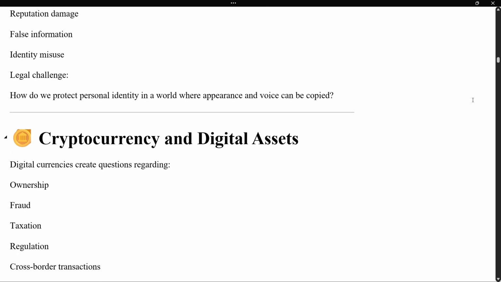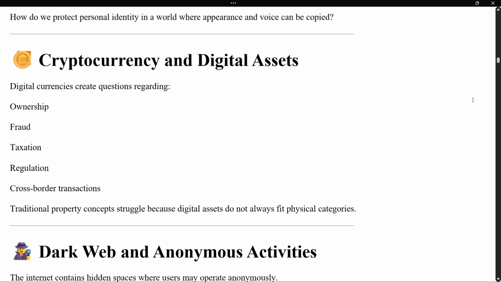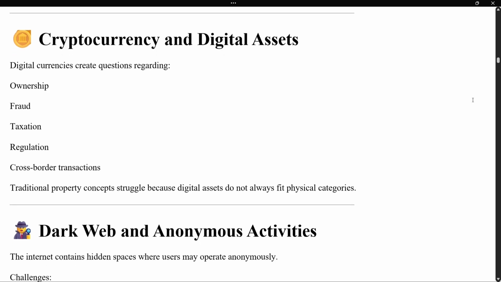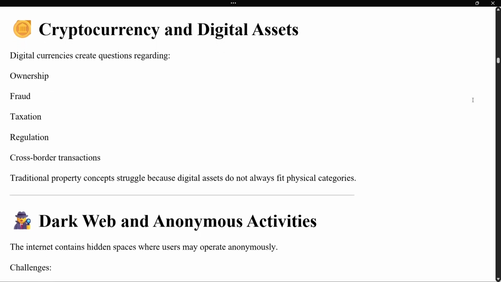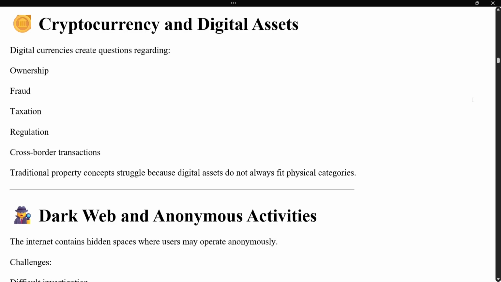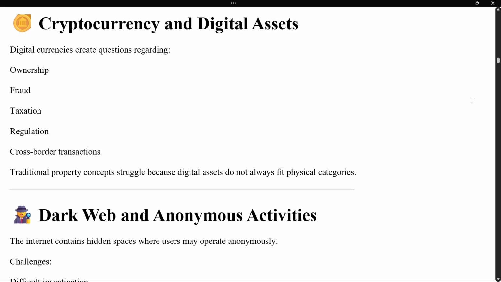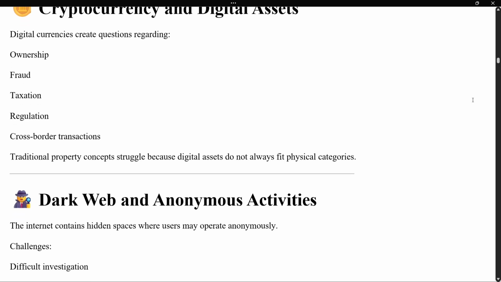Cryptocurrency and digital assets. Digital currencies create questions regarding ownership, fraud, taxation, regulation, cross-border transactions. Traditional property concepts struggle because digital assets do not always fit physical categories.